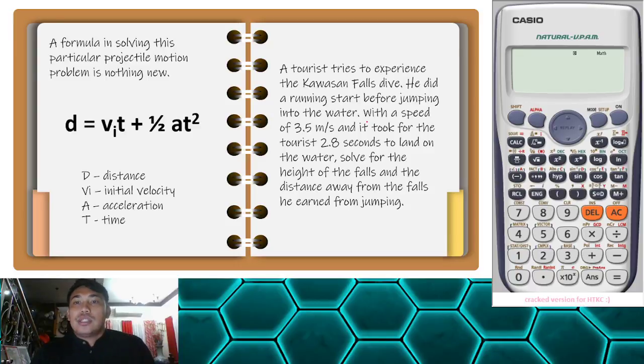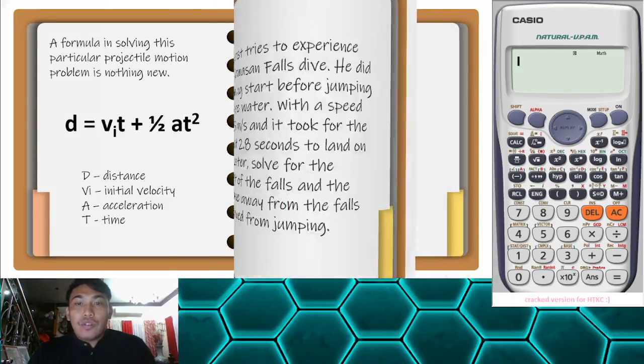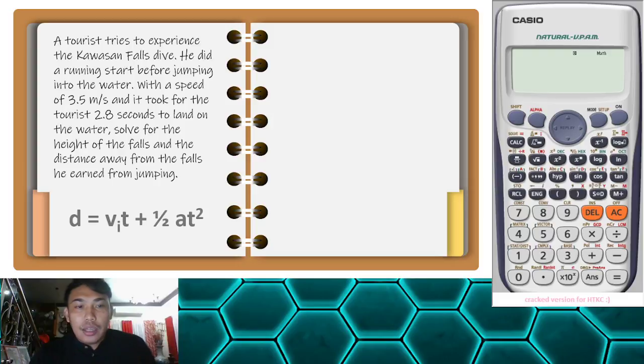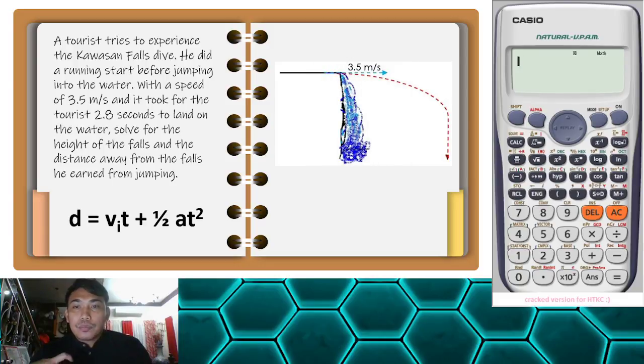A tourist tries to experience the Kawasan Falls dive. He did a running start before jumping into the water with a speed of 3.5 meters per second, and it took the tourist 2.8 seconds to land on the water. Solve for the height of the falls and the distance away from the falls he earned from jumping. So, okay. Using the formula d is equal to vit plus 1 half at squared, we can solve for our distance and the height.